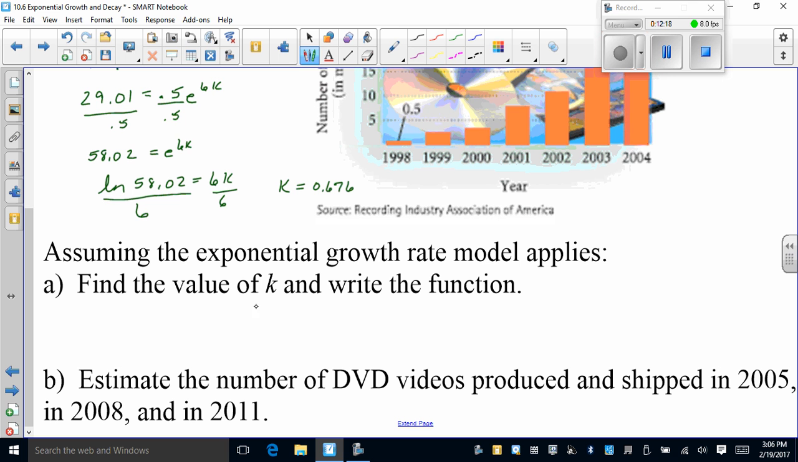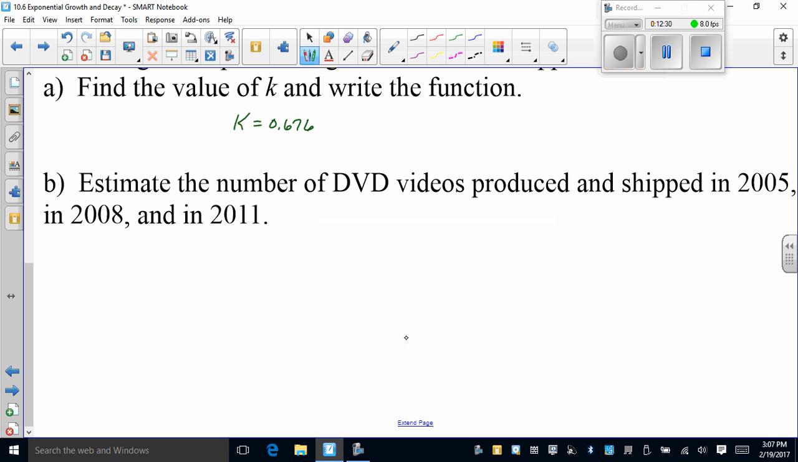I do want to point out 0.676 is 67, almost 68%. So it's a huge growth rate. Then it says estimate the number of DVD videos produced and shipped in 2005, 2008, and 2011. So 2005 would be year 7. 2008 would be year 10. And 2011 would be year 13.